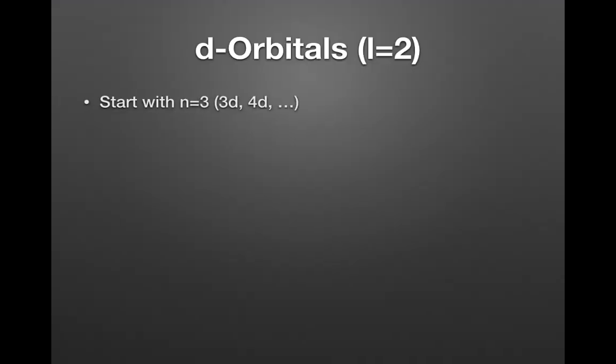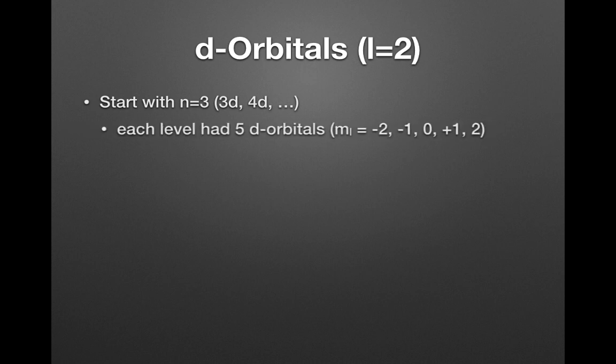So we finished off the last lecture talking about p orbitals, and so we want to talk about d orbitals here. And d orbitals have an l value equal to 2, and these start when you have an n equal to 3. And so your d orbitals start with a 3d and then go on to 4d and 5d. There's no such thing as a 1d orbital or a 2d orbital.